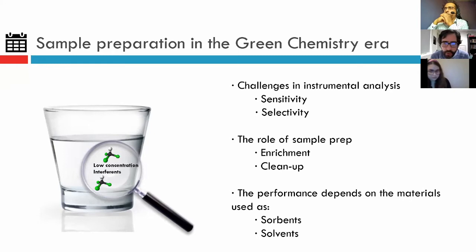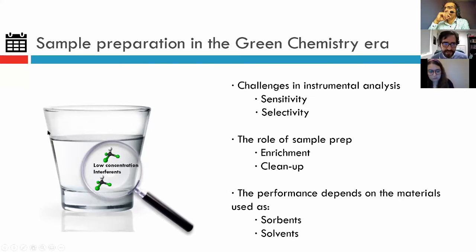When we want to analyze a sample in our laboratories, we usually face two main shortcomings. The first one is related to the low concentration of the target analytes in our samples. These analytes are usually at a concentration below the instrumental detection limit. So if we inject the sample directly, we are not going to detect the analytes even when they are present. And the second shortcoming is the complexity of the matrices.